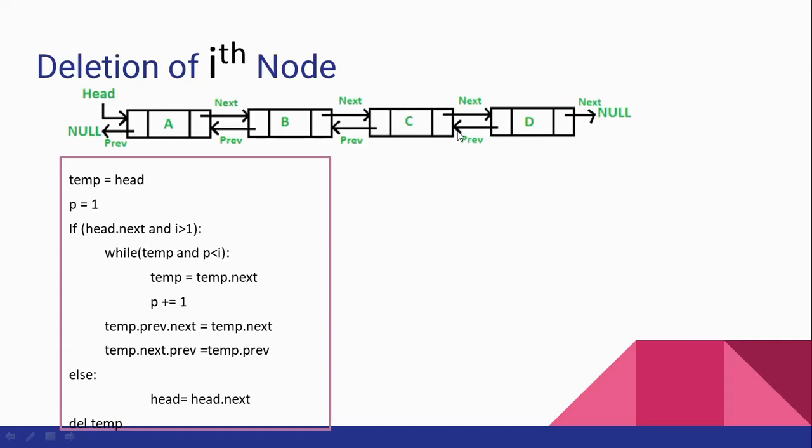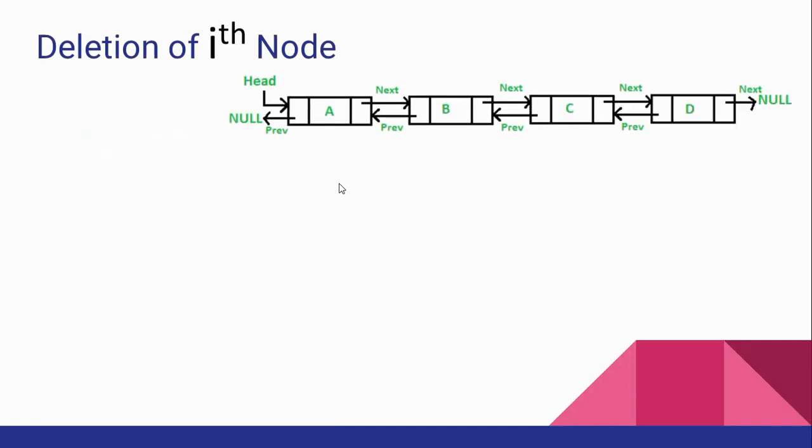The next node's previous pointer should point to the previous of temp. That means D's previous pointer must point to B, and B's next pointer must point to D. So these are the link changes we are supposed to update in order to see the result of deletion of the ith node. Now since C is disconnected from both B and D, it is deleted. Okay, so this is the case for deleting the ith node.